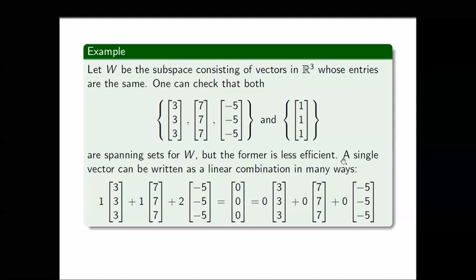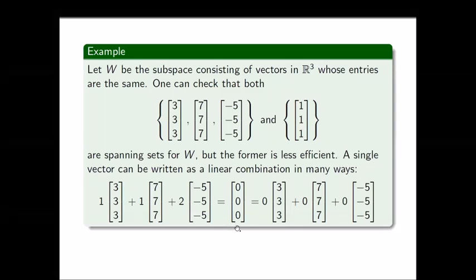So what happens is that we can write the zero vector using two different linear combinations of the vectors in the first set. We can write 1 times (3, 3, 3) plus 1 times (7, 7, 7) plus 2 times (-5, -5, -5), and that gives us the zero vector. And we can also write 0 times (3, 3, 3) plus 0 times (7, 7, 7) plus 0 times (-5, -5, -5), and that also, of course, gives us the zero vector.